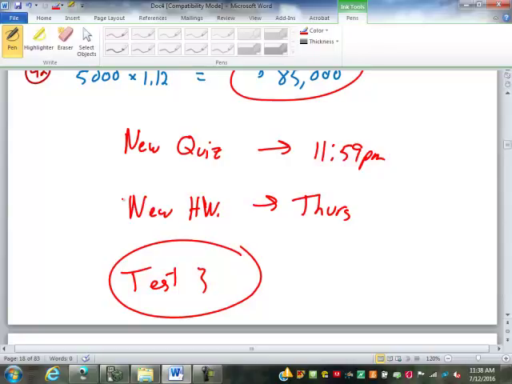Yes, the compound interest will not be on the test, at least not the investment side of it, but there might be a simple one, like 3 years, 8%, something like that.